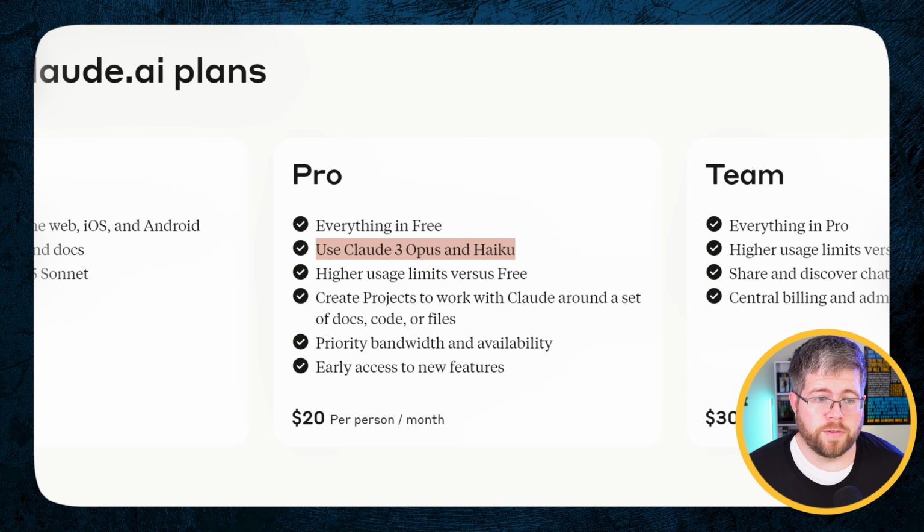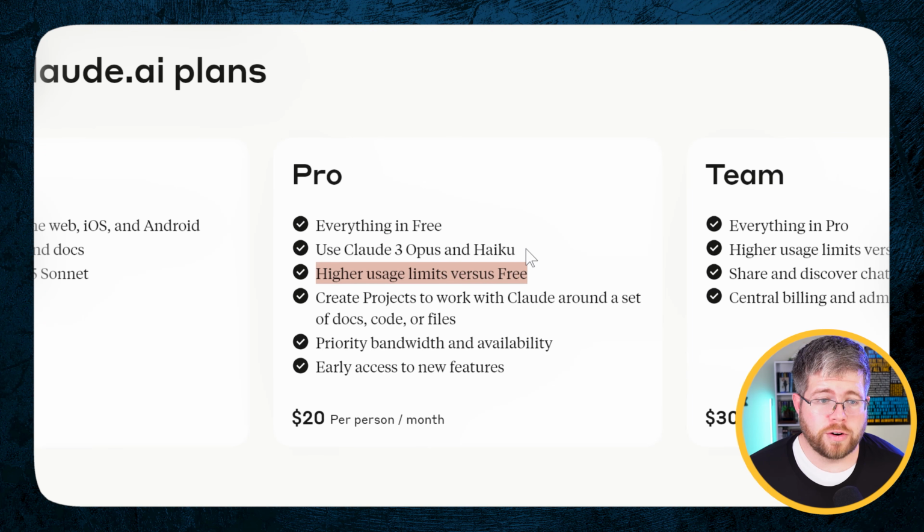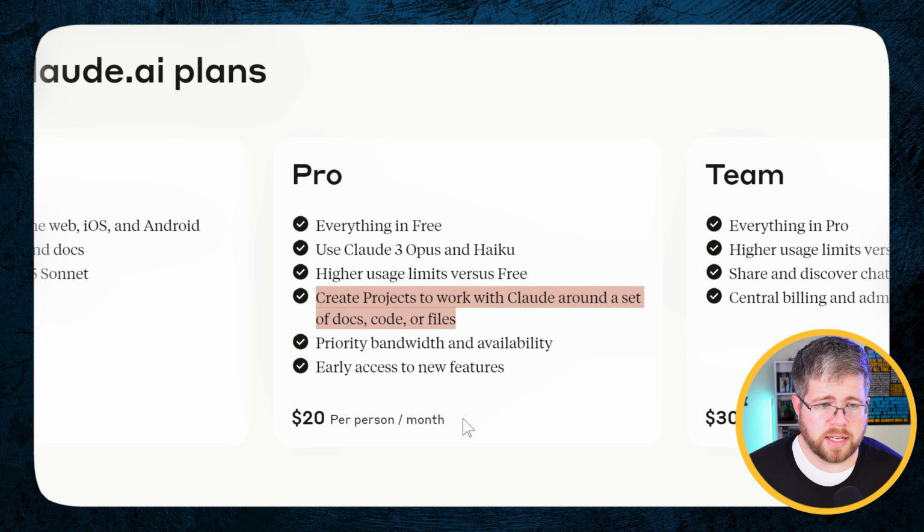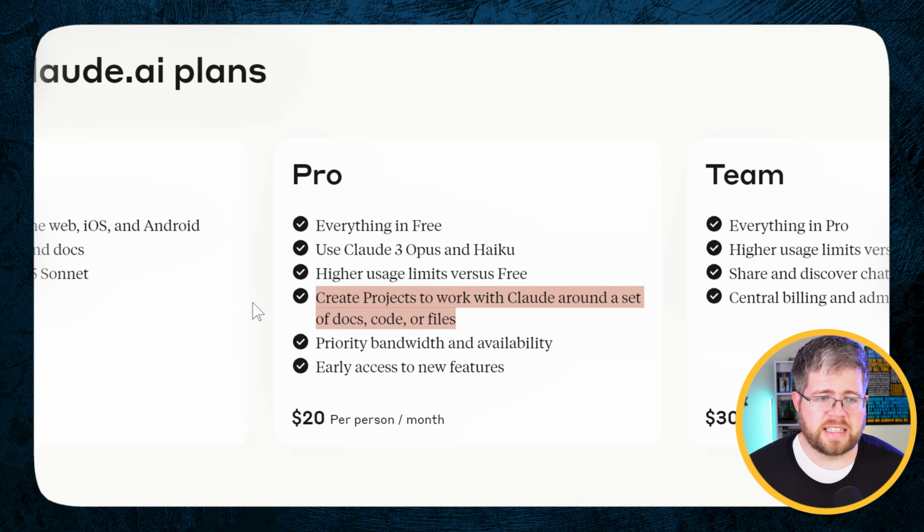Most notably in the Pro version, you get higher usage limits versus the free version. So you'll be able to continue using it for longer before it throttles you. It throttles you on both plans, but I have rarely come into contact with the throttle at the Pro version because it usually has much better usage there than you would get on the free. It also gives you access to projects to work with Claude around a set of docs, code, or files. And I've actually found this to be a really useful feature recently. I've been using it a lot for some of the nonfiction projects that I've been working on. And so that's a really useful tool there as well. And you only get that in the Pro version.